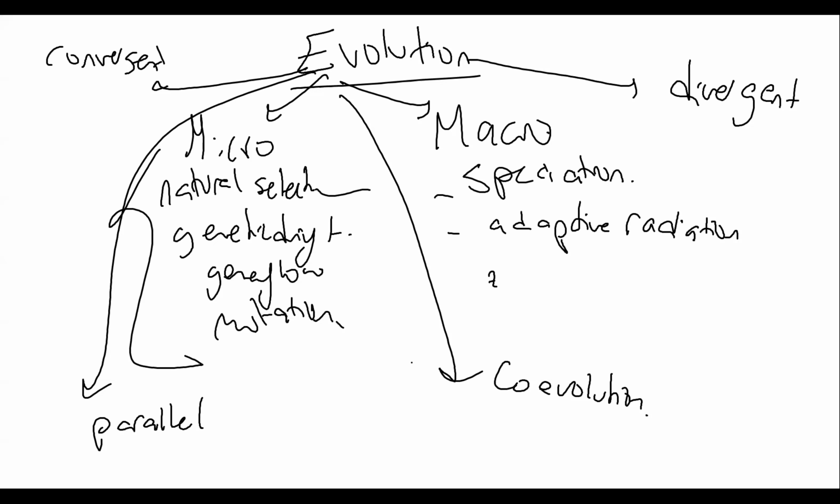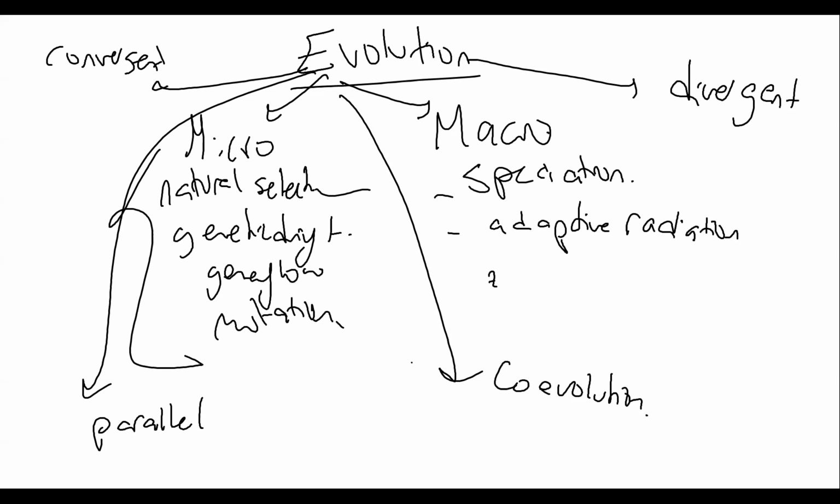Mechanism, speciation, the process of forming a new species through reproductive isolation. Adaptive radiation, the rapid evolution of diversely adapted species from a common ancestor, often in response to the availability of new ecological niches. 3. Divergent evolution occurs when two or more species sharing a common ancestor become more different over time.